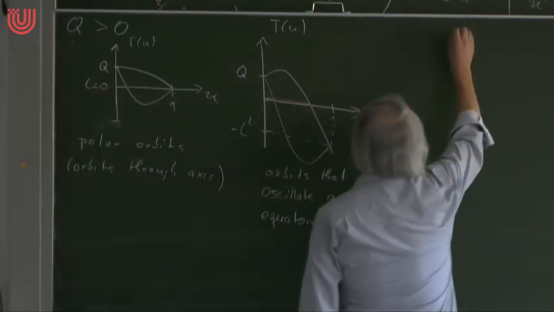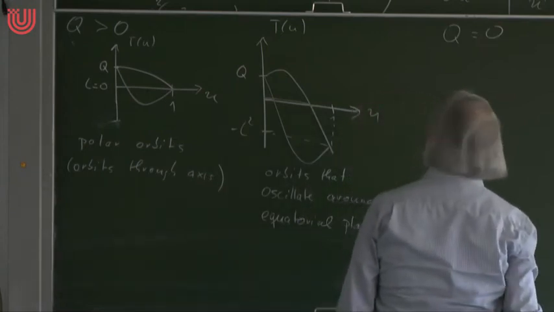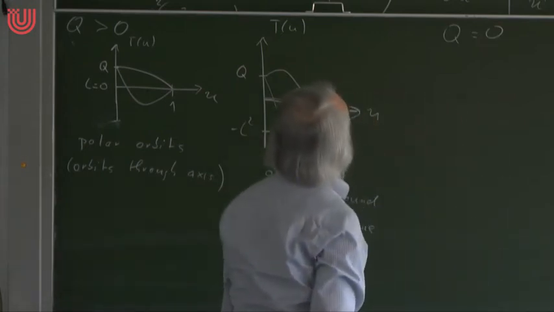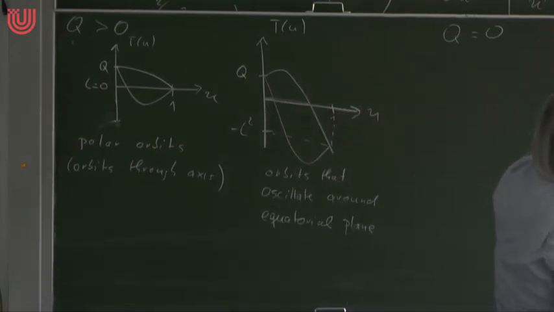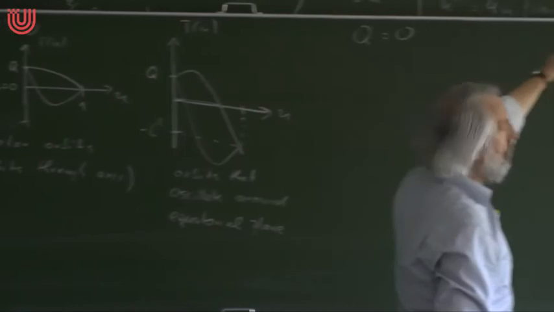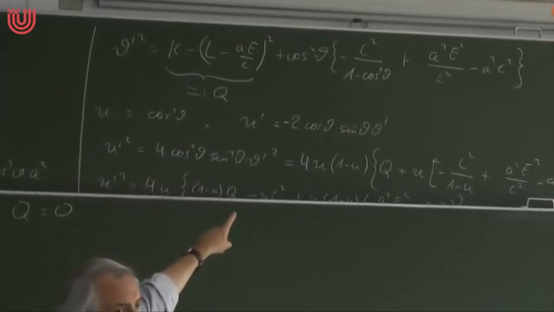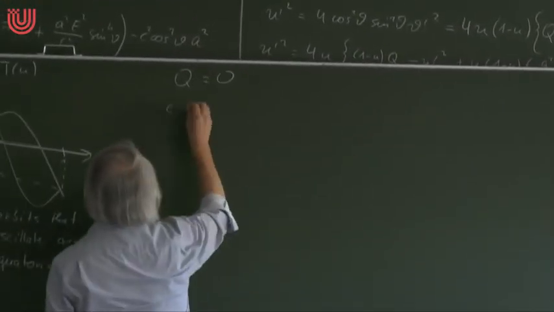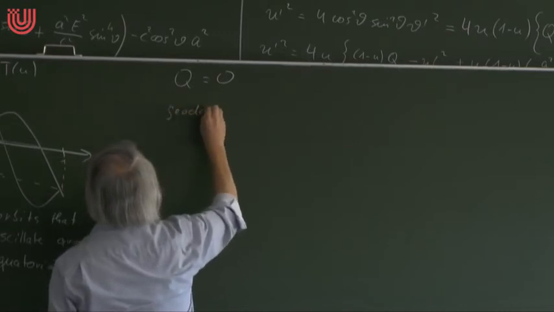Let's talk about Q equal to 0. Then we have, of course, the possibility that the orbits are equatorial. Look, if you look at the first line, if Q is equal to 0, then of course theta equal pi half is a solution. As the left-hand side is 0, and the right-hand side is also 0 because the cosine is 0. Yeah? So one solution would be geodesics in the equatorial plane.